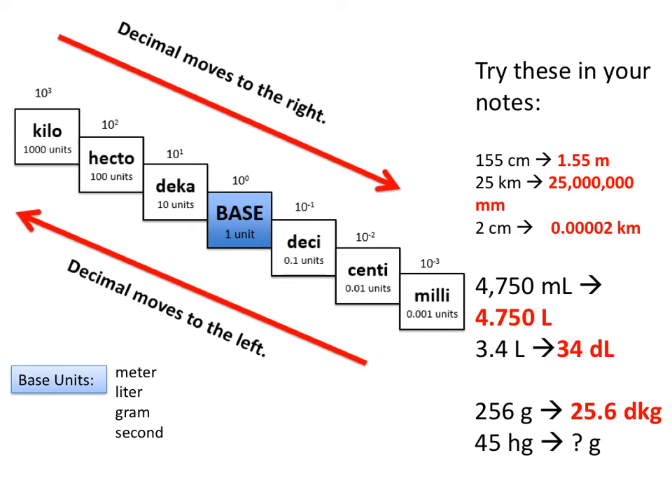Last problem, 45 hectograms into grams. You're starting with hectograms. You're moving down to your base unit, which is grams, so we're going to move our decimal to the right. 2 spaces gives you 4,500 grams. Again, make sure that these are written in your notes so that you have a reference point. And if you don't understand how I arrived at a particular answer, be sure to ask before you try and move on. Oh, and you can see here that I've corrected that decagrams.